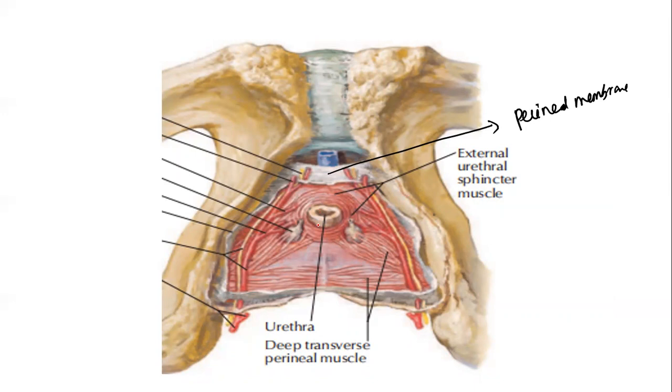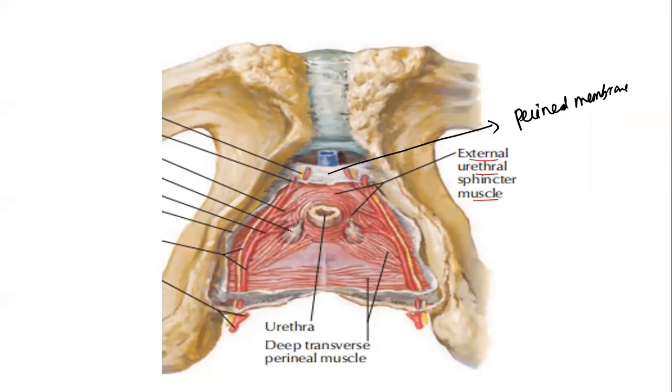So usually urogenital triangle, if it has two openings, one will be for urethra, another will be for vagina. Here I don't have vaginal opening. So this is only urethra. So it's a male deep perineal pouch. So this is the urethra. Surrounding it, I am able to appreciate some sphincter-like muscle. So that is my external urethral sphincter.